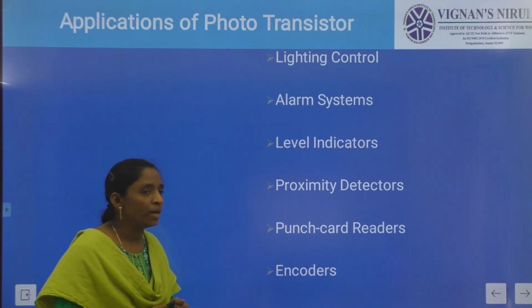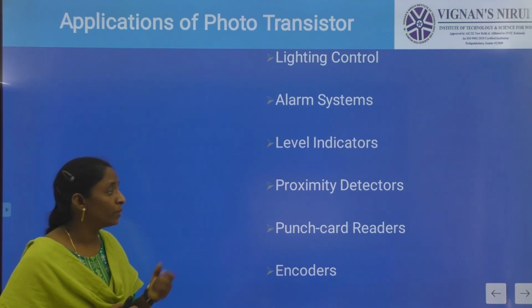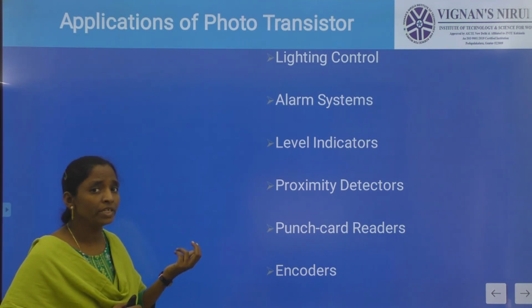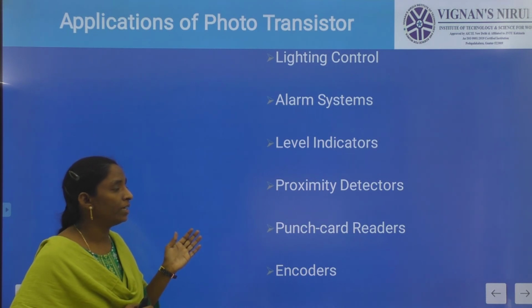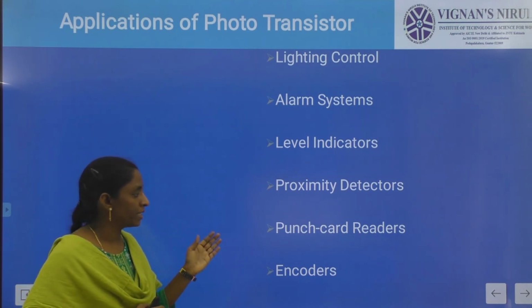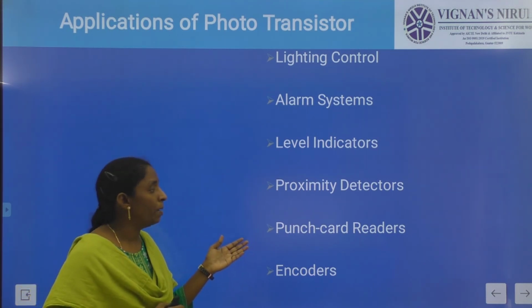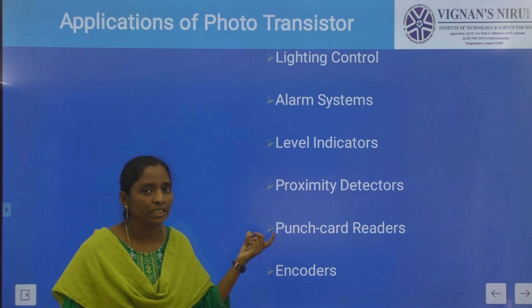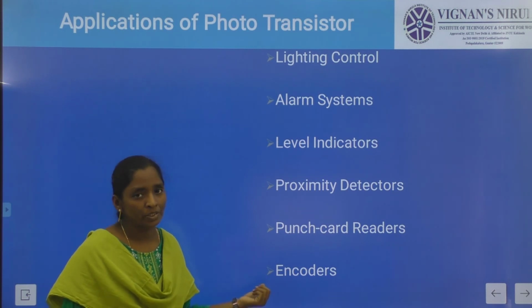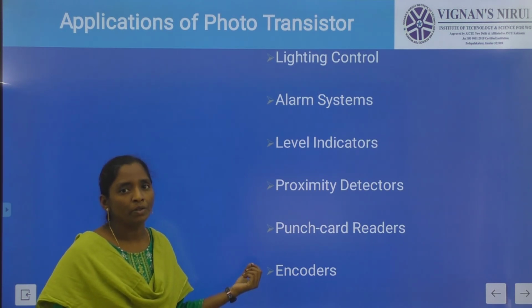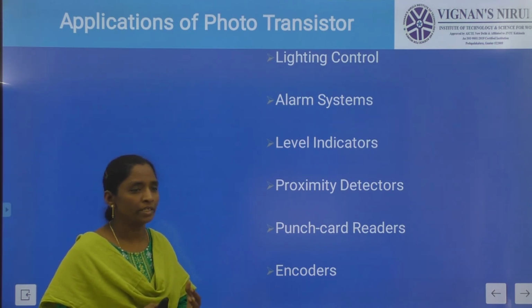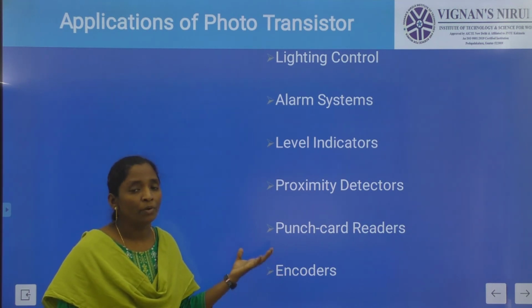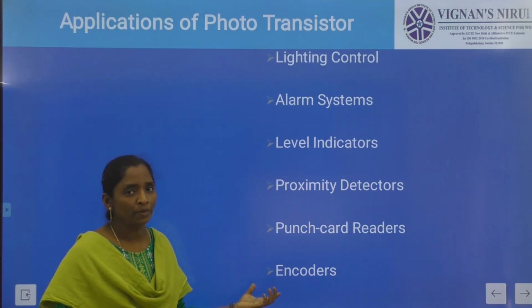It is used in proximity detectors to detect signals or light. It is used in punch card readers, the computer punch card readers, and it is also used in encoders, to combine signals.